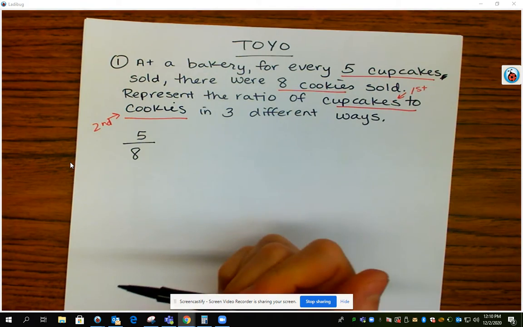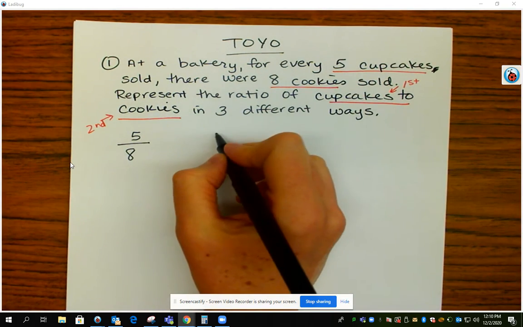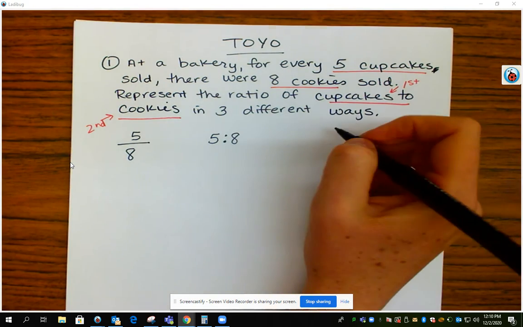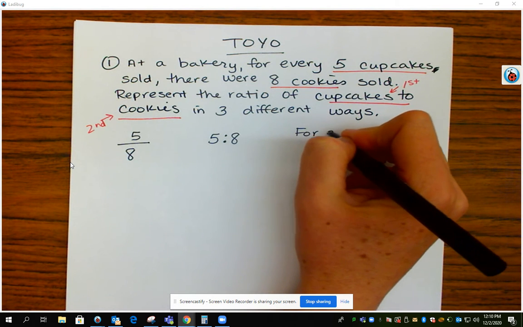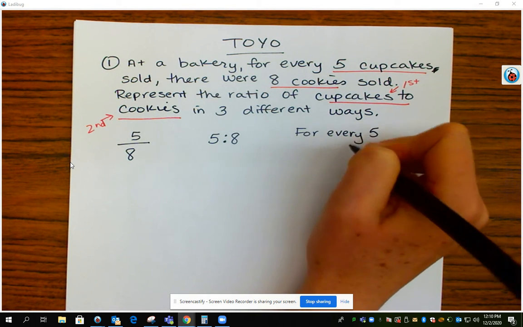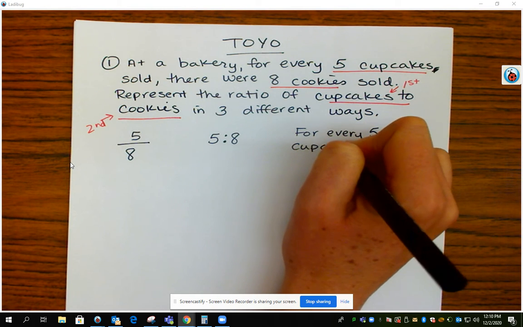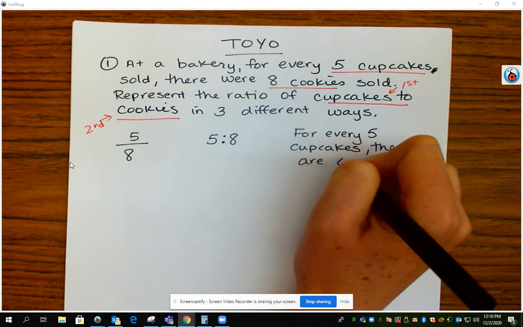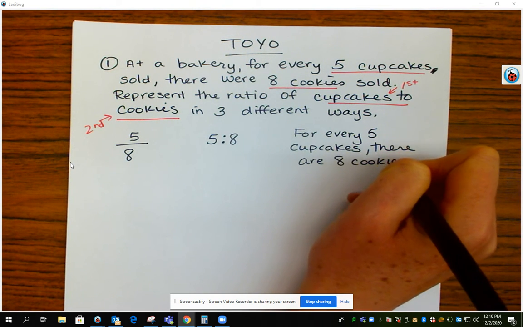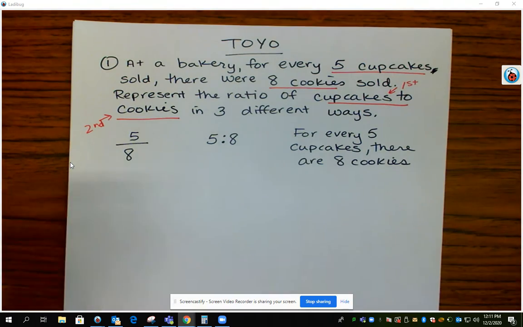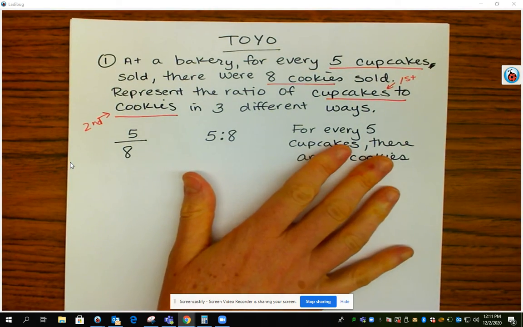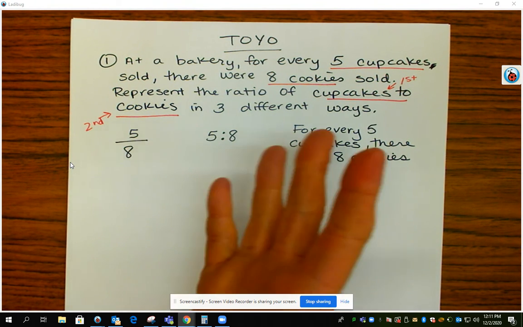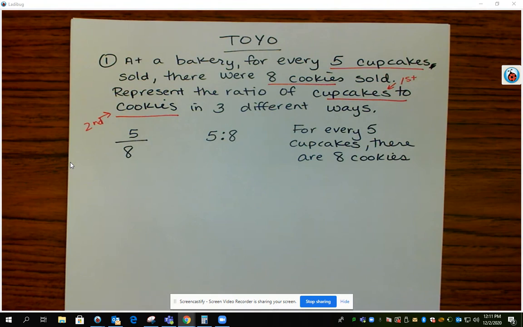So I'll put the number for cupcakes, 5, first and the number for cookies, 8, second. So 5 to 8 would be one way to write it. I could also do 5 to 8 that way using the colon. Or I could say verbally, for every 5 cupcakes, there are 8 cookies. Or I could draw a picture, but I'm not going to draw that many cupcakes and cookies right now. Notice that we didn't simplify this. There's nothing that 5 and 8 can both be divided by, so it's already in simplest form. So we would just use the numbers given.